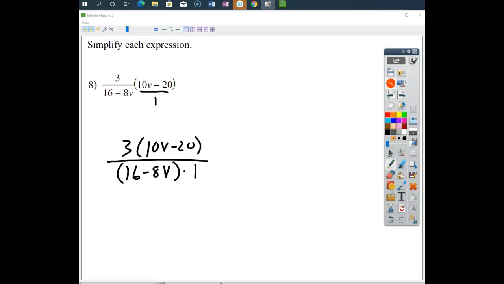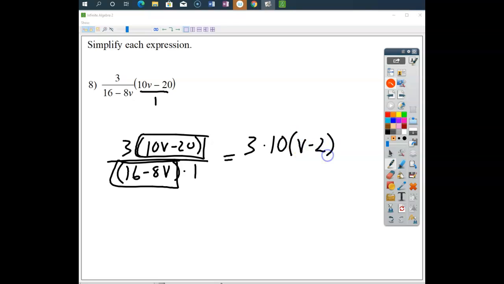Now, I'm not going to actually multiply these together, though, because when we're multiplying, you're going to have to factor anyway to reduce. So, for instance, on this one here, I could take a 10 out of that. And for this one here, I can take an 8 out. So let's do that. So I have 3. And if I take a 10 out, there's going to be a 10 here with a v minus 2 here.